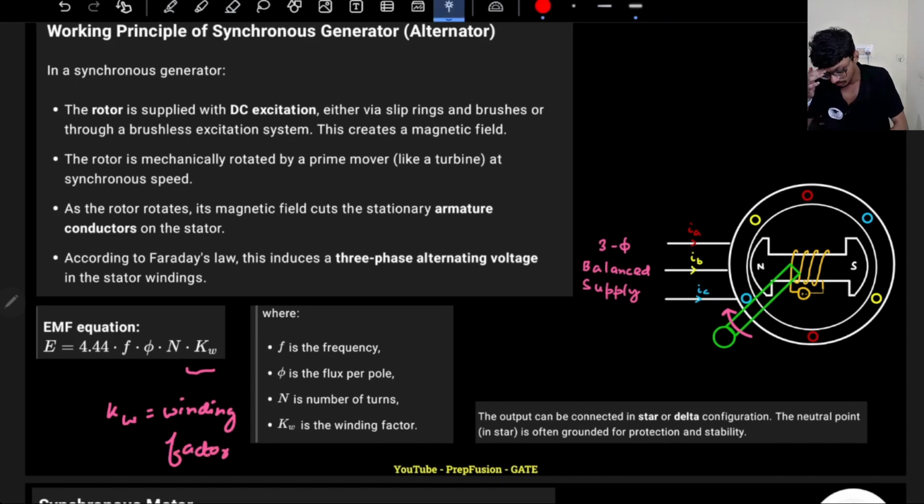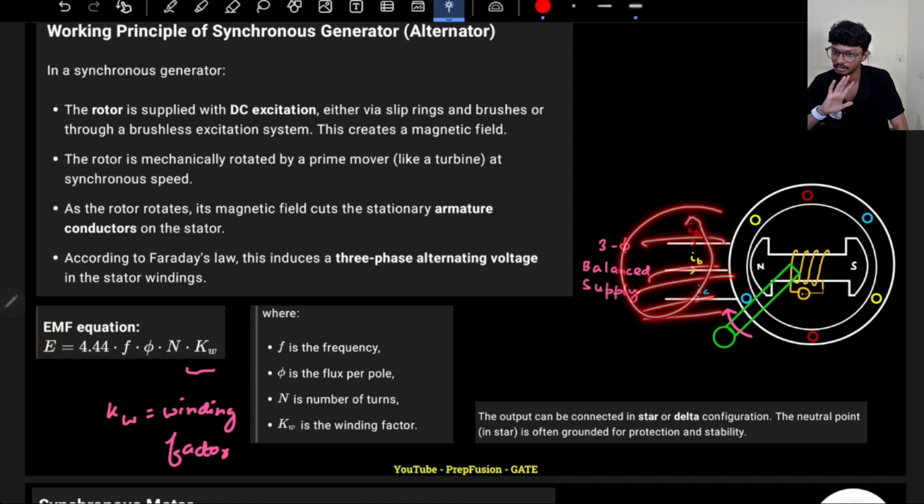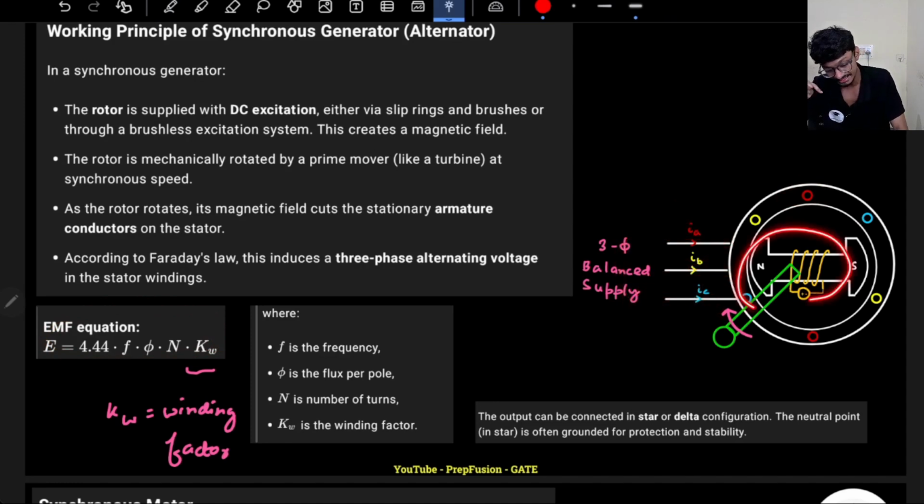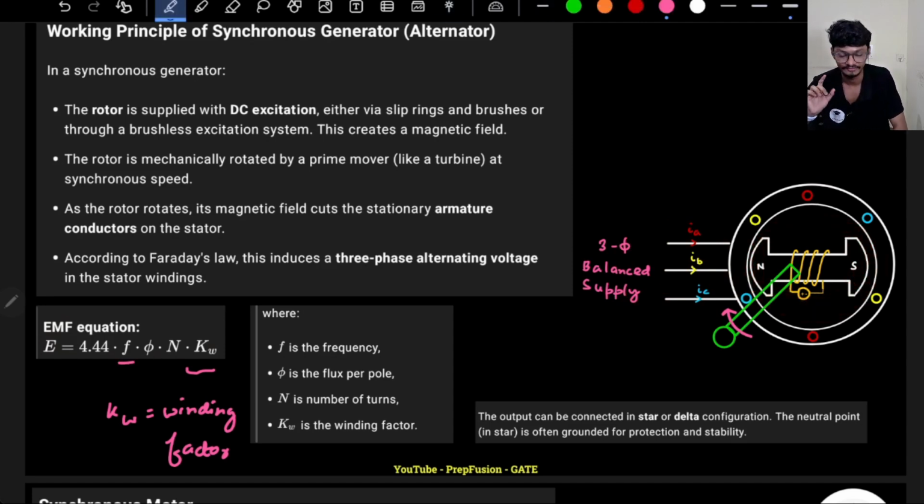So this is the induced EMF in the stator side, and from here I will take out the supply. Very basic working, right? Now, as it is a constant speed generator, your rotor speed will be fixed. If your rotor speed is fixed, your frequency is also fixed.